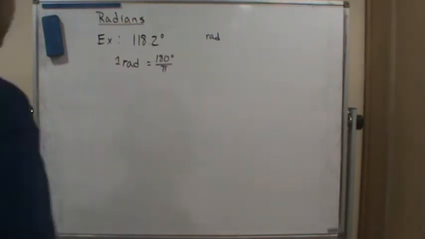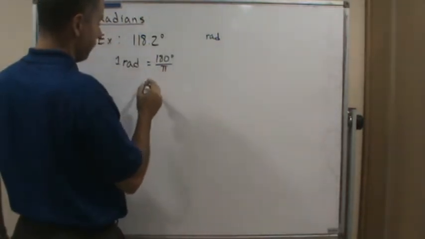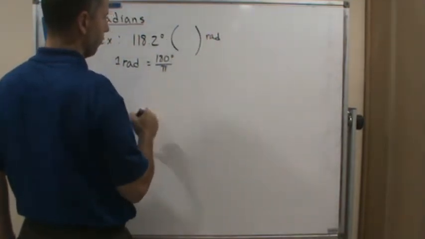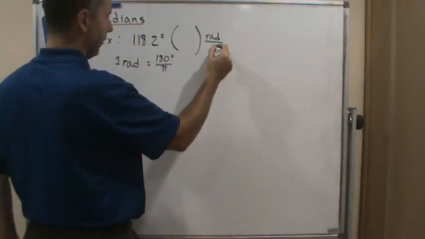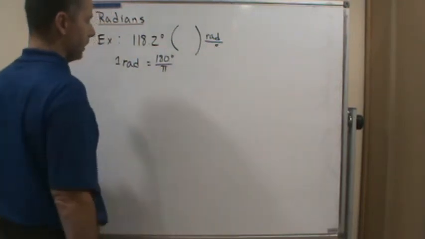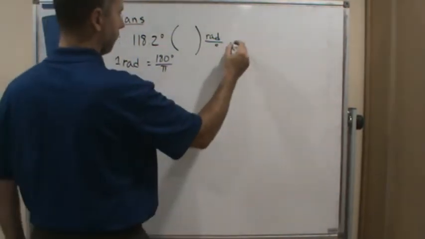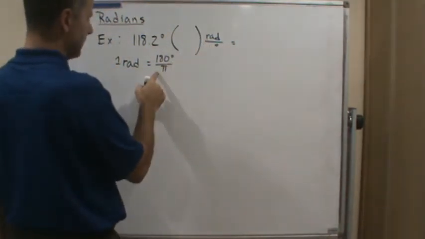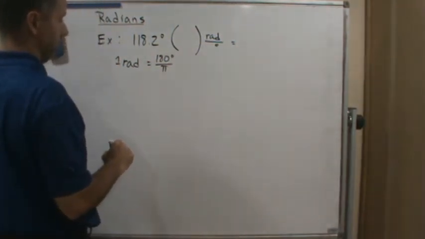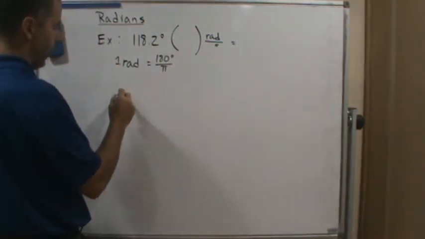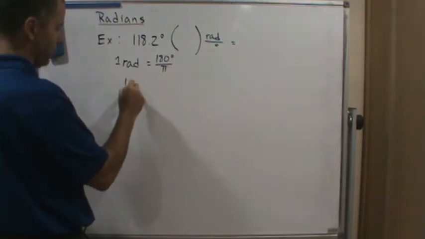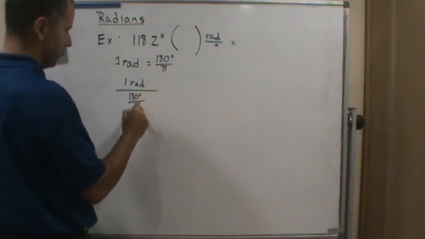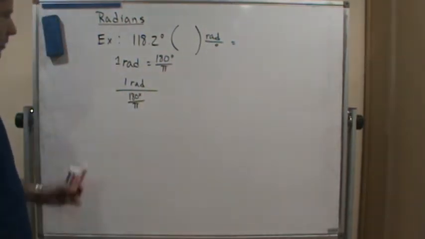Okay? So in this case here, I need radians on top and degrees on the bottom. Right? So I want radians per degree. Well, in this case, how do I do this? Well, I'm going to basically put 1 radian for every 180 degrees over pi. So this is my ratio.